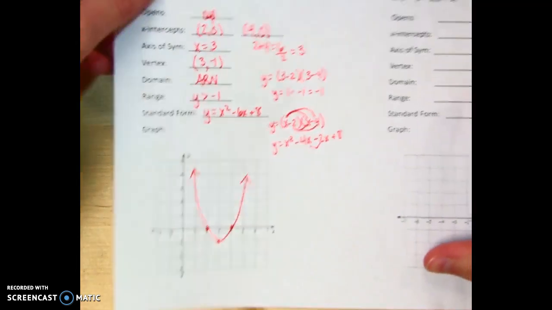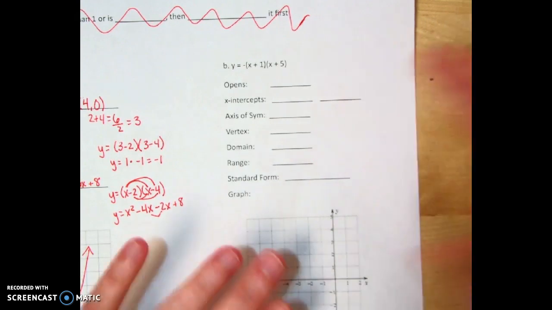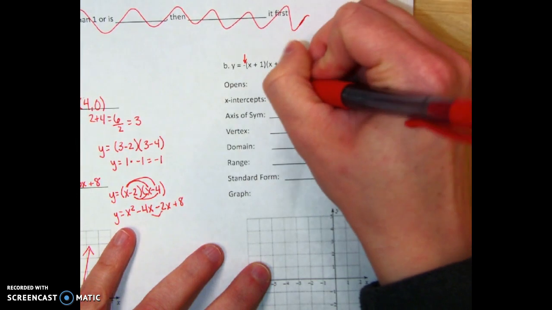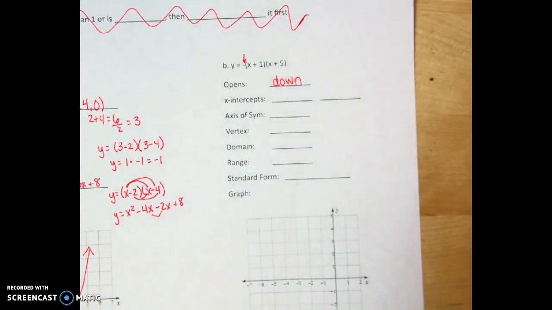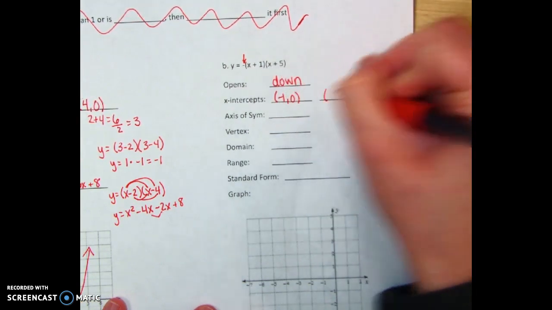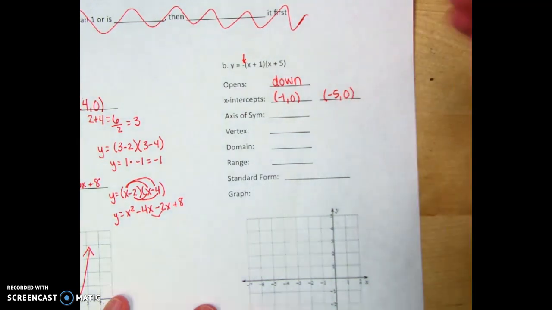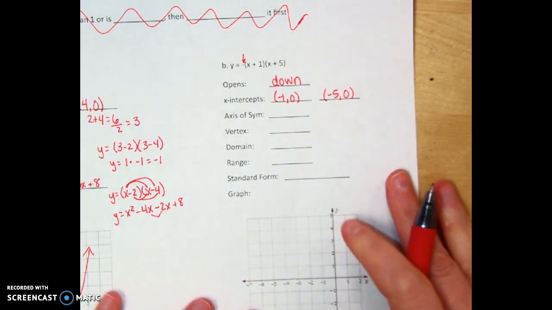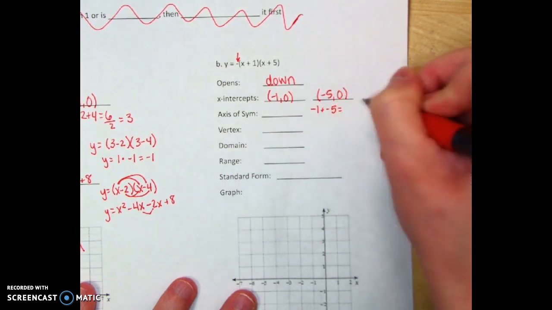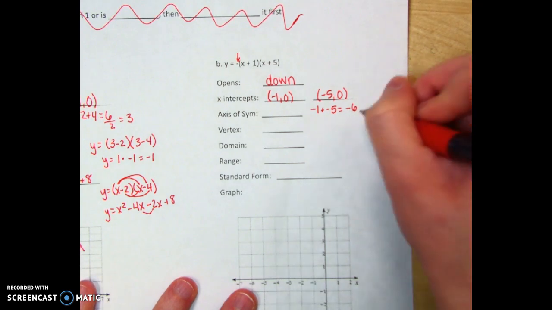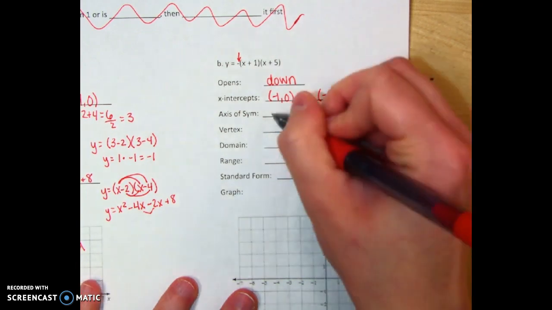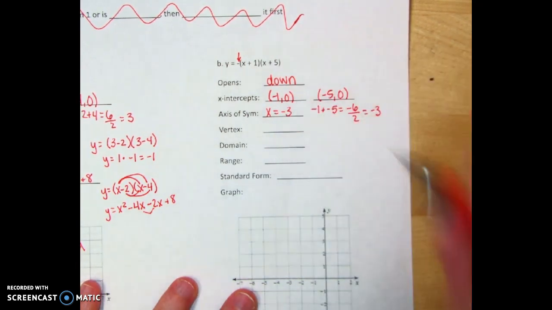Okay, let's look at the second one. So this one I already told you it opens down because of that negative sign right there. So this one opens down. And the x-intercepts will be -1, 0, and -5, 0. It's the opposites of those. Axis of symmetry, so add these together. So -1 plus -5 is -6. Divide by 2, and that's -3. X equals -3.